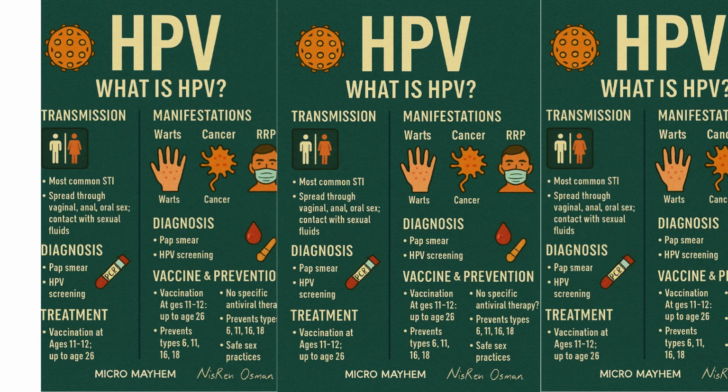But when symptoms do appear, they might include genital warts, abnormal Pap smear results, and precancerous changes in cervical cells. So detection methods could be a Pap smear for cervical changes and a human papillomavirus DNA test to identify high-risk strains.